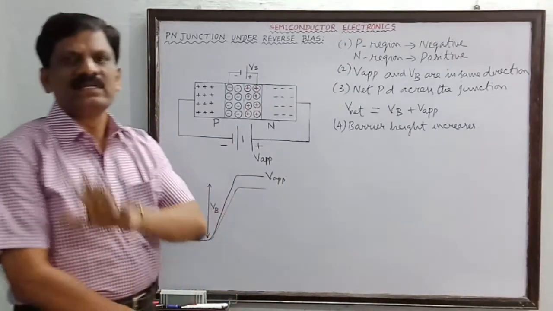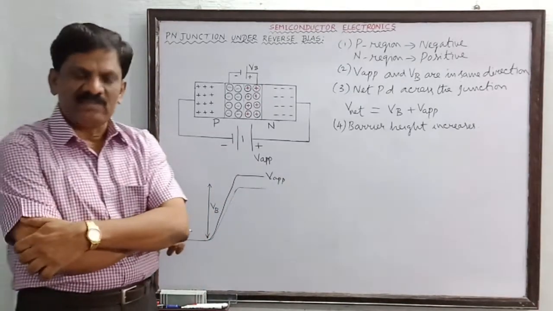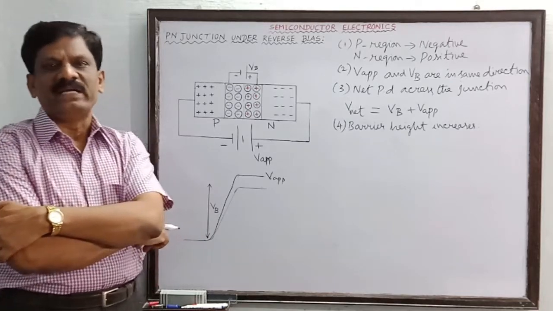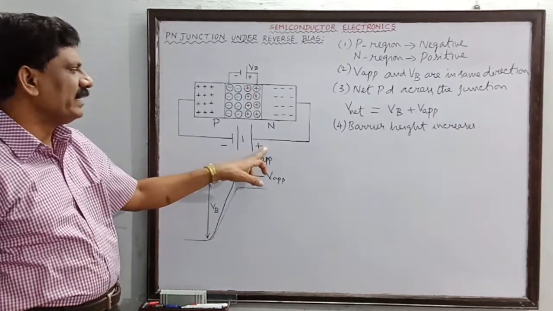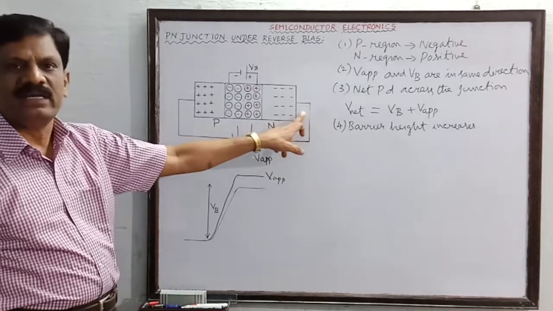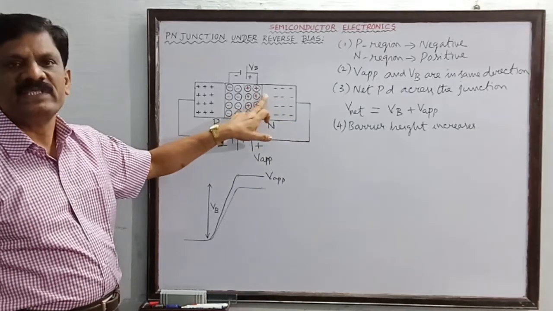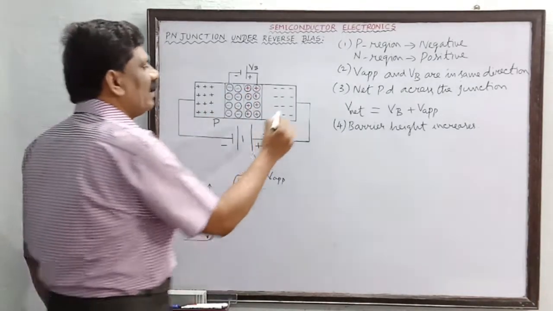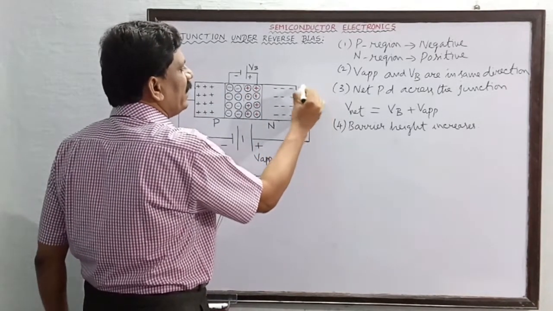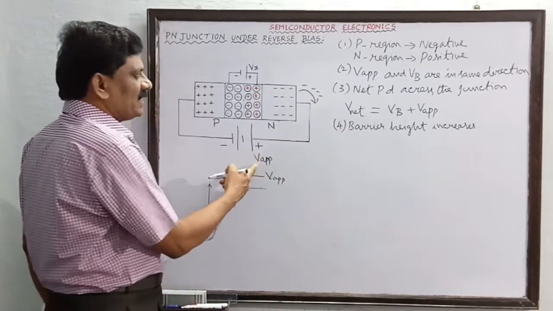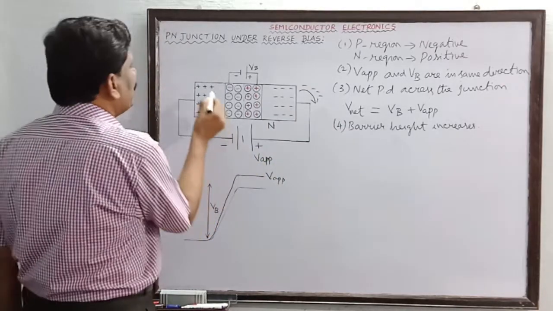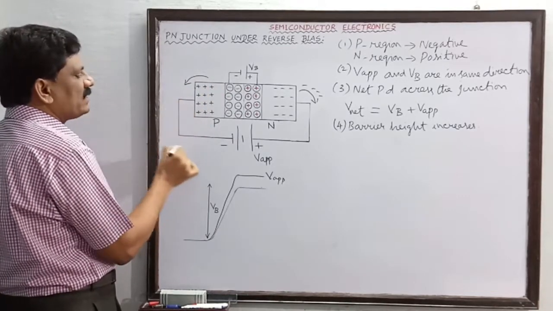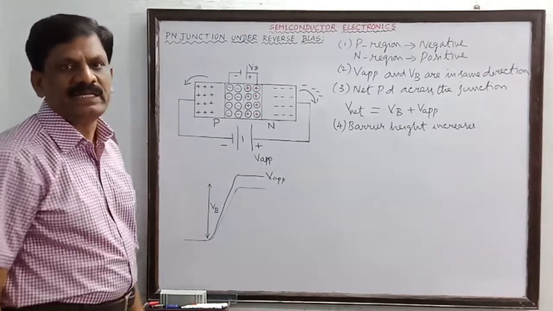Now why will it increase? For that another explanation is required. For that another set of points I am going to explain. Now look at the terminals of the battery. The positive terminal of the battery, that is applied voltage, is connected to the N region. In the N region, who are the majority charge carriers? Namely the electrons. So these electrons will be attracted towards the positive terminal of the battery, and the positively charged holes will be attracted towards the negative terminal of the battery.